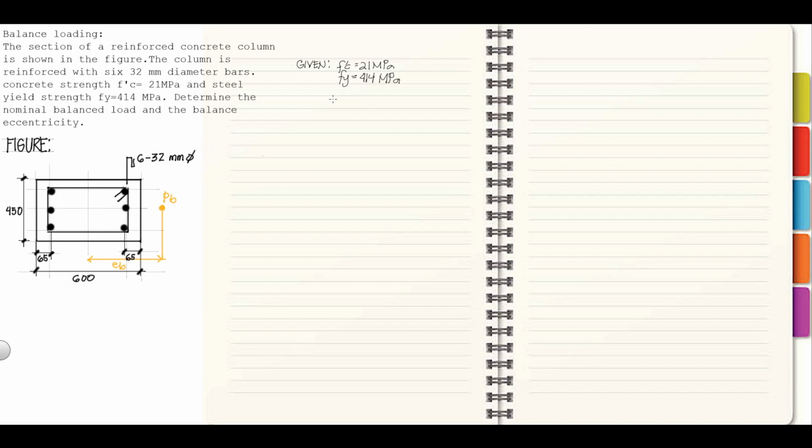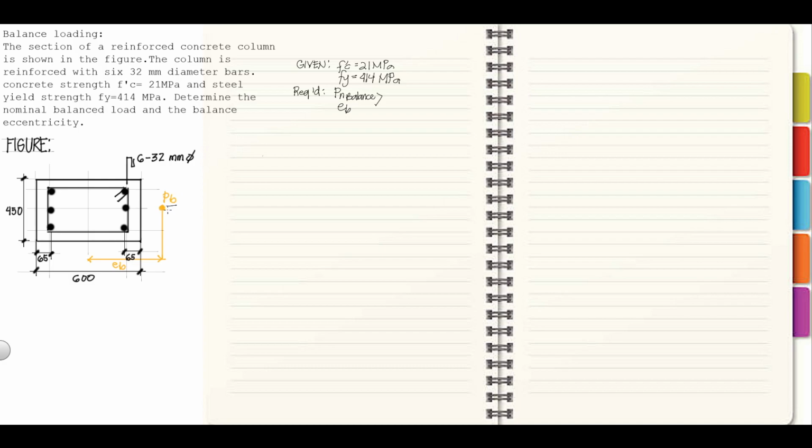Ang tinatanong dito, class, the required here, so this is balance loading. The required is for us to determine the Pn balance and the E balance, the EB. Ito yung required na dalawa. As you can see here, ito yung sa figure natin. And yung PB na hinahanap ito, this one.